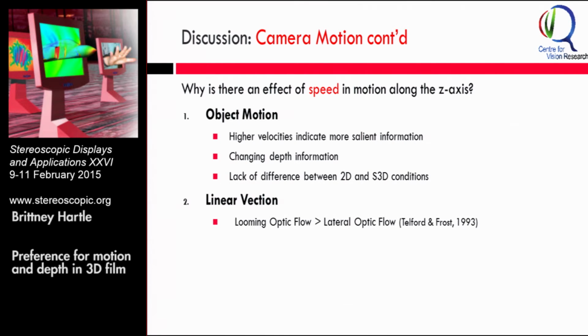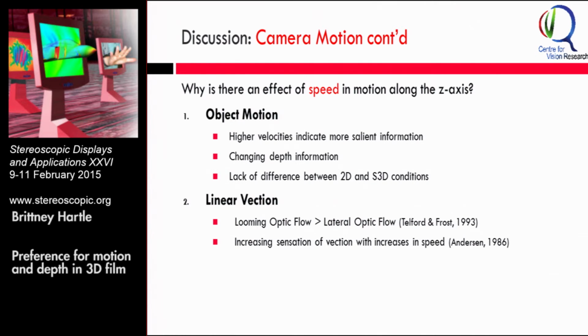And there have been a few studies that have shown that in displays of the same size, you can get situations where looming optic flow can produce a greater sense of vection than lateral optic flow. However, it has been shown that these studies have been situationally dependent. But given our experimental setup and the stimuli used in our experiment, this is still a possible explanation for our results. So our observers could have been responding to an increased sensation of vection as speed increased along the z-axis.